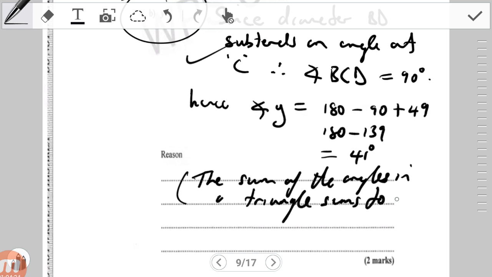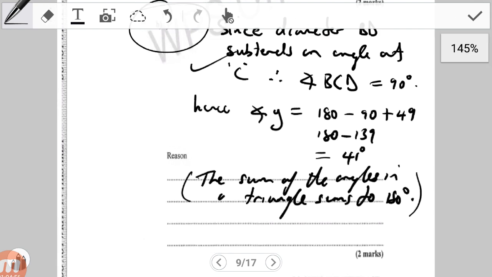sums to 180 degrees. And I know that a lot of you guys really cannot be bothered to write the statements, but these statements are what CSEC is looking for in order to give you your full marks. You need to show them that you understand clearly what needs to be done to get to your answer.